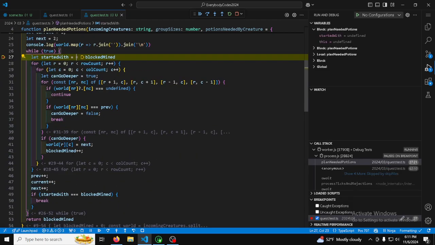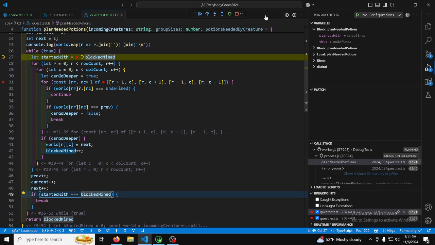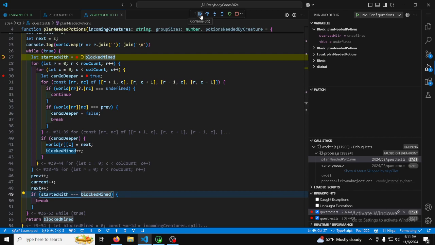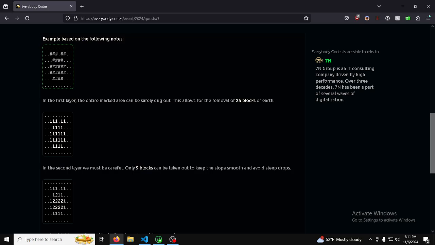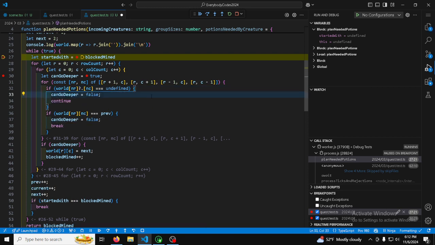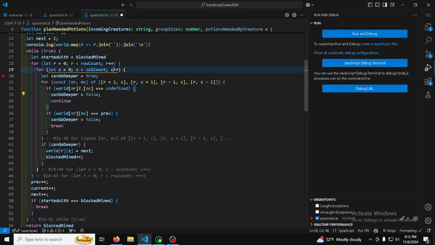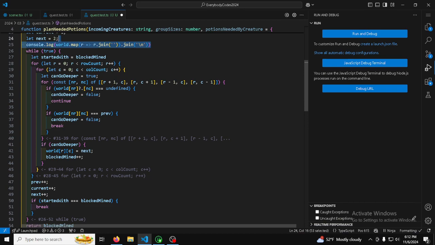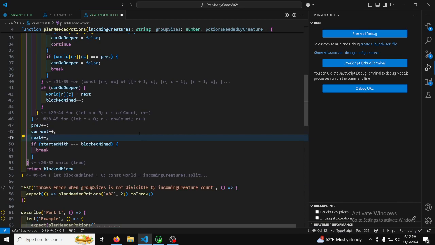So I assume we keep doing this and we say, hey, if we haven't mined any, then give up. The canGoDeeper is the problem. It always ends up true. Find a previous. Wait a minute. If you're on the edge, too, that also counts. Can't go deeper equals false. What I really need to do is log the world every time. It's going to be a lot of logs. My computer's not going to log it for sure.